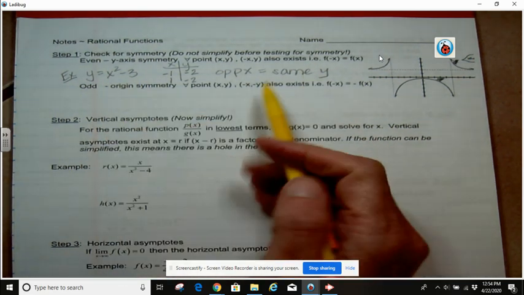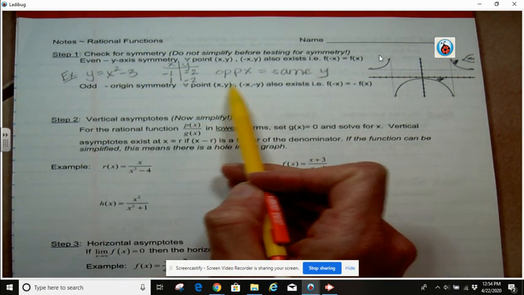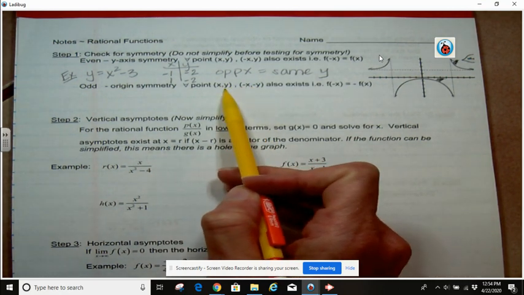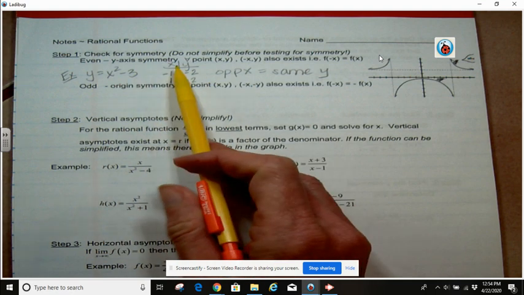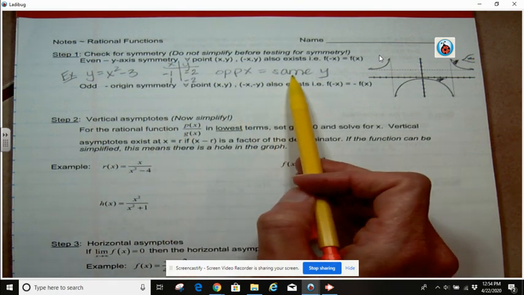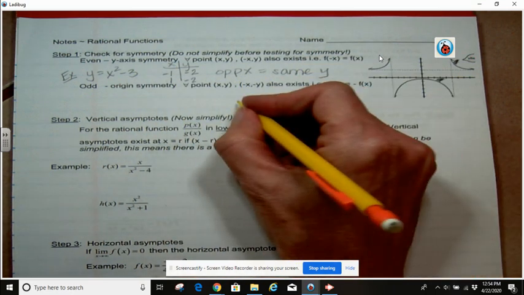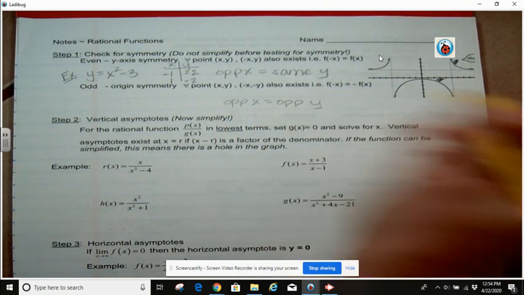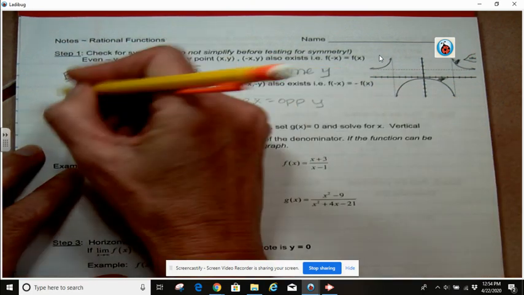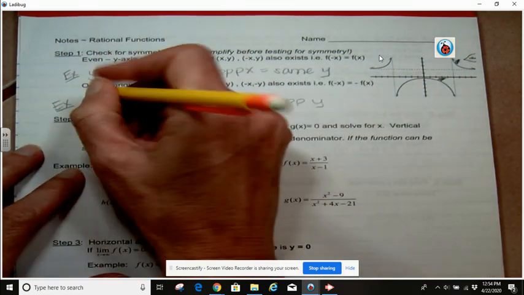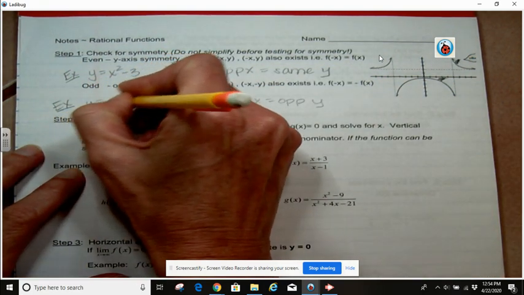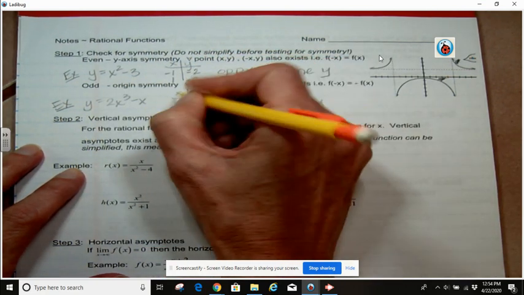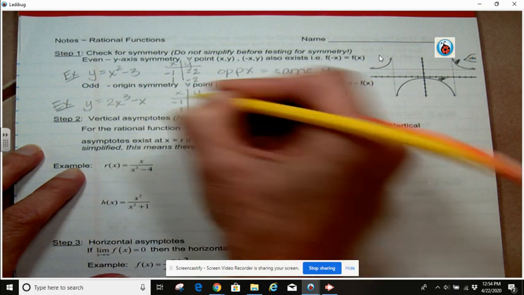So it's an odd function. If we choose two opposite x's, we should get opposite y's as a result. So with even y-axis symmetry, the opposite x's give us the same y, but here we'll get the opposite y with opposite x values. So let's use an example here. Again, not using a rational function, just to make things easy. So again, I'm going to choose -1 and +1.